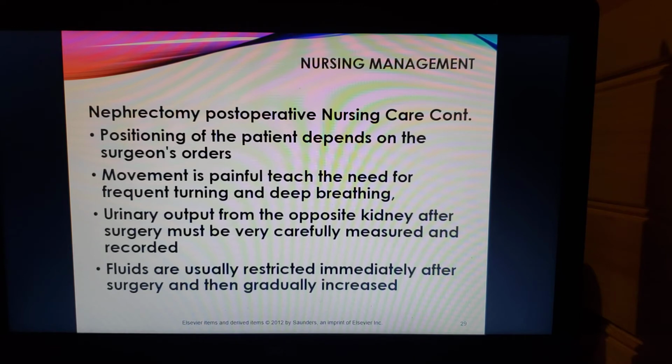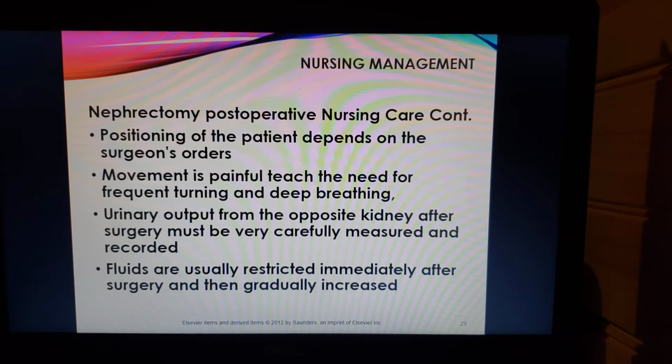Continuing with our post-operative nephrectomy care, you want to position the patient according to the physician's orders, and that'll depend on what type of procedure he did on the patient. So follow the orders. The movement will be painful to the patient, so you want to be sure you're teaching and helping the patient with turning, coughing, and deep breathing. And then monitor urinary output, especially from the opposite kidney.